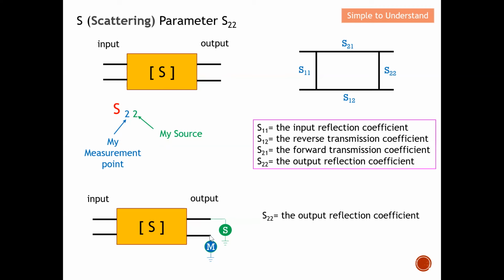So what am I actually measuring? If you look at this diagram here, you can see that I supply my source here, and what I actually measure will be the output reflection coefficient, because here is called input, this is called the output. So what I'm keen to measure will be called the output reflection coefficient, which is mentioned here. So now you have a better idea how S11, S12, S21, and S22 got their names.